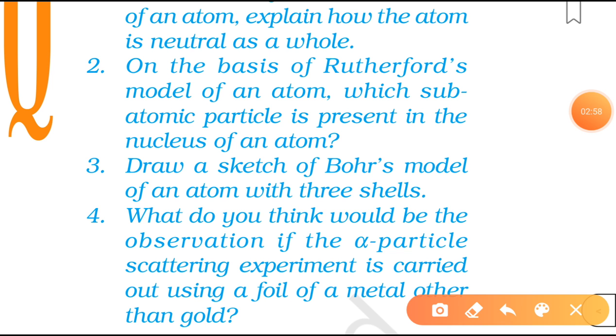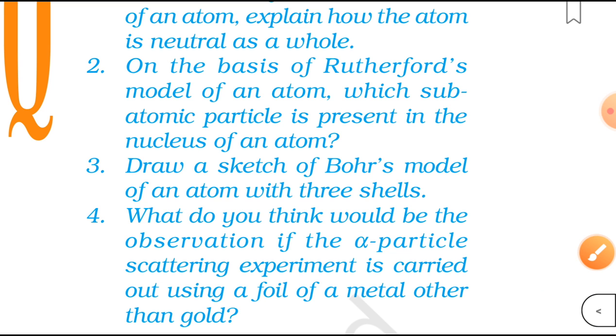The next question is on your screen. It is, what do you think would be the observation if the alpha particle scattering experiment is carried out using a foil of a metal other than gold? So students, gold is highly ductile and a heavier metal. If the scattering experiment is carried out using a foil of any other metal, most of the alpha particles will be absorbed by the metal foil and a very poor scattering of alpha particle will occur. That's why Rutherford selected gold foil.